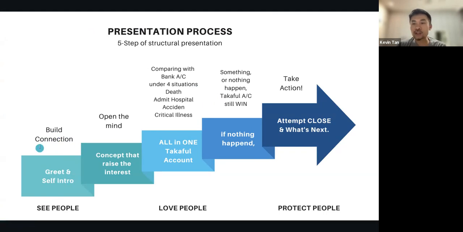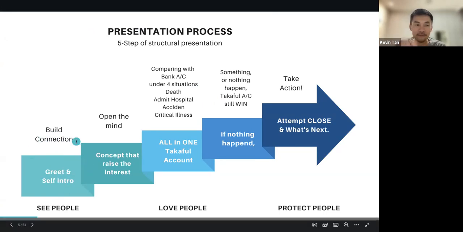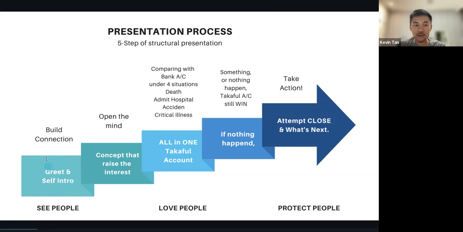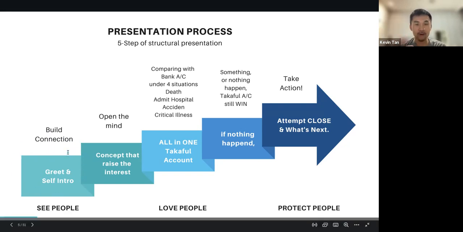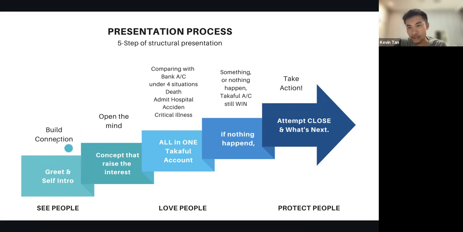A good self-intro is to tee up yourself so that people feel they're dealing with somebody who is good, who is doing well, who is trustworthy, and not someone that cannot find a job and then does Takaful. So you must be able to have that great establishment and also be confident.